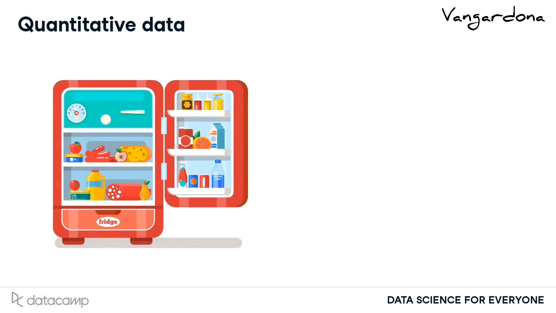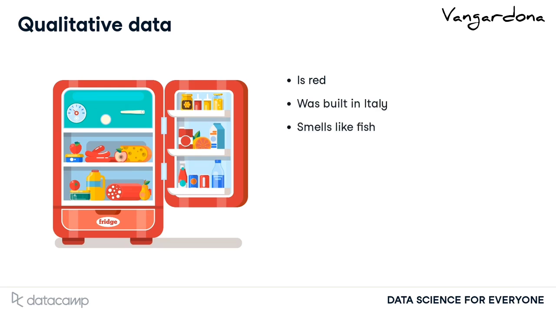Quantitative data can be expressed in numbers. For example, the fridge is 60 inches tall, has 2 apples in it, and costs $1,000. Qualitative data, on the other hand, are things that can be observed but not measured, like the fridge is red, was built in Italy, and might need to be cleaned out because it smells like fish.